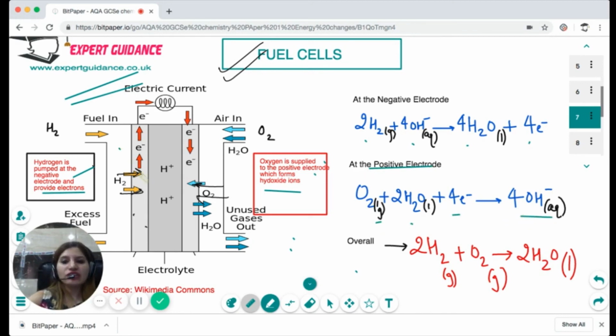So hydrogen is donating the electrons to the oxygen side. This movement of electron generates electricity, and overall this reaction results in the formation of water. So hydrogen and oxygen form water.